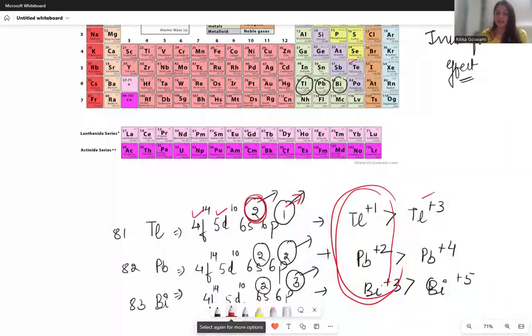So that is your inert pair effect. It basically means that as we go down the p block, the lower oxidation state becomes much more stable than the higher oxidation state, simply because the 6s2 electrons, the pair, are more attracted to the nucleus because of the poor shielding effect of the f and d orbitals, and hence it is an inert pair.